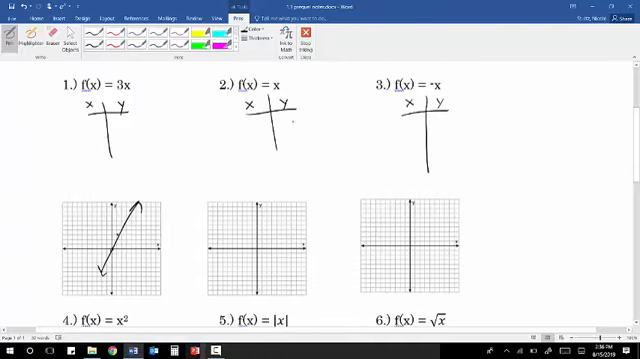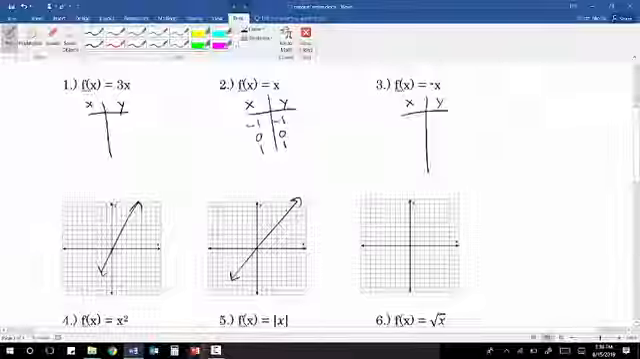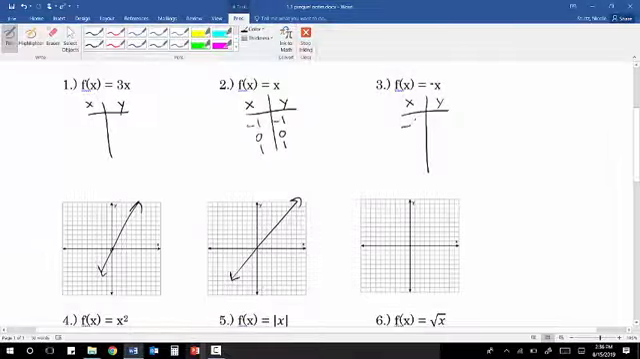But if you're in a jam and you forget, you can always make a table. So you have an x column and a y column, and you're just going to pick random values to substitute in for x. So for example, I could use -1, 0, and +1. So when I put -1 in for x, I get -1 for y, and 0 and 1. And if you graph those, you'll find that you have a line that goes through 0 with a slope of 1.